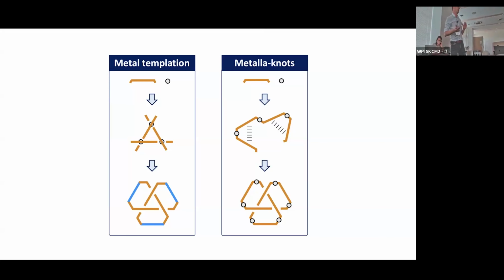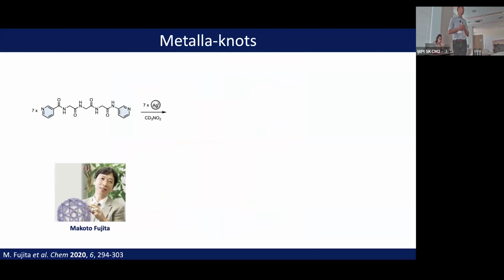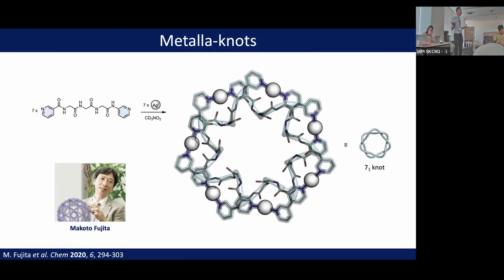And one of the great masters of it is Makoto Fujita in Tokyo, and some of the examples I will show have already been shown yesterday morning, but I will look at them from the perspective of chemistry rather than the perspective of mathematics. And so here what you see is a molecular thread, which is basically a very simple peptide sequence, just a few glycine units, no chiral center, nothing too fancy, but it's terminated by two pyridines. Pyridines are very good at coordinating silver. So you mix these two components, wait a little bit, and then what you form is a 7-1 knot.